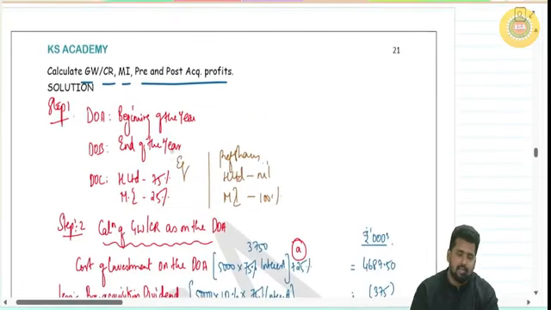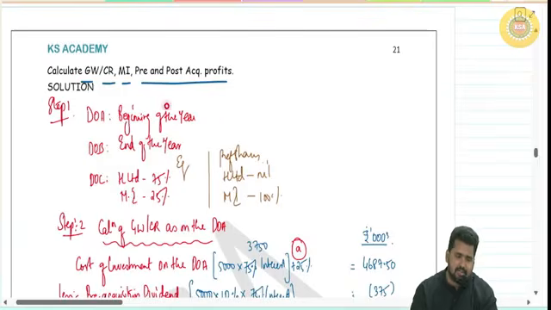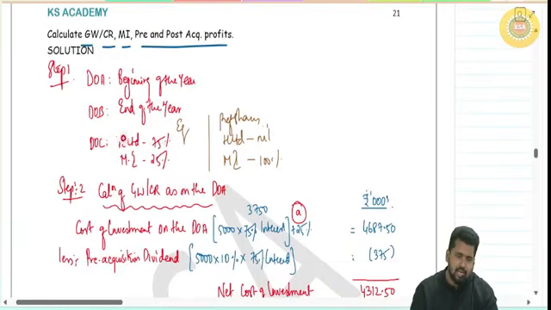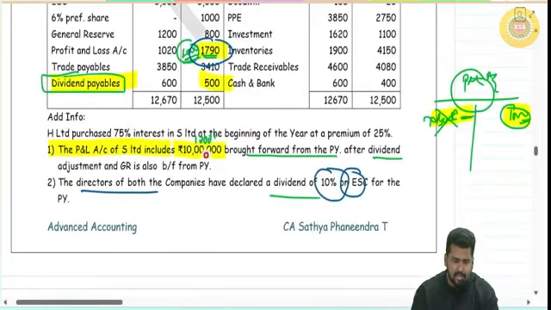Clear? See, since dates are not given, I will take it as the beginning of the year. I think ICSM also it is there, the same I think. Okay, degree of control, H Limited, minority interest. How much are we holding? We are purchasing 75% of equity shares at a premium of 25%. Clear?